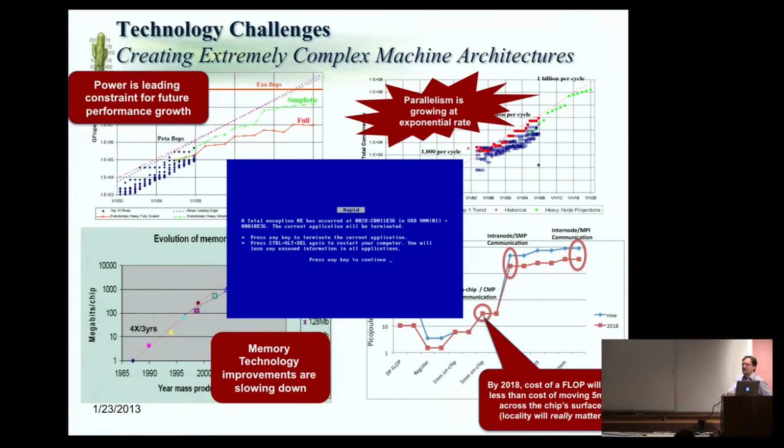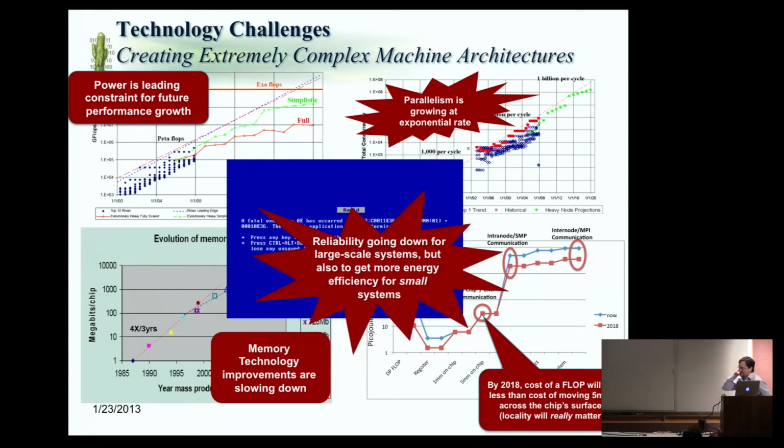And then last but not least, we've come to expect the hardware to be reliable, but there are concerns for large-scale systems that reliability is going to be partly our problem too as software engineers. So those are the complexities facing us in terms of the hardware architecture.